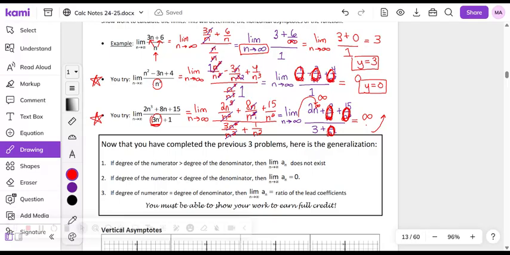And if the degree of the numerator is equal to the degree of the denominator, then the limit as n approaches infinity will be the ratio of the lead coefficients. So this is 3n over 1n, so 3 over 1, which we got right here to be 3. So you definitely, I would say, should memorize these rules, but you must be able to show me how you got it as we did in those first 3 problems.